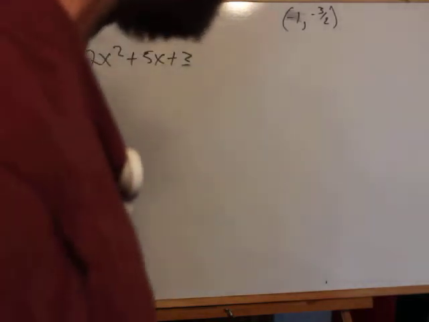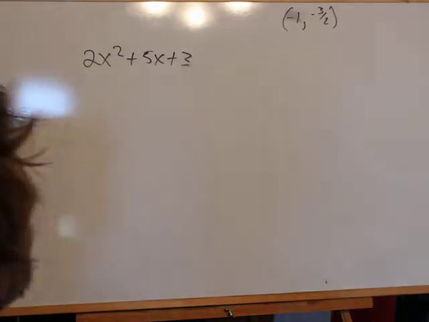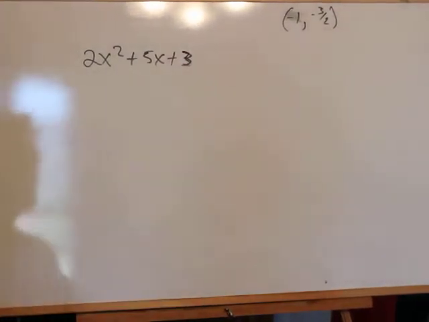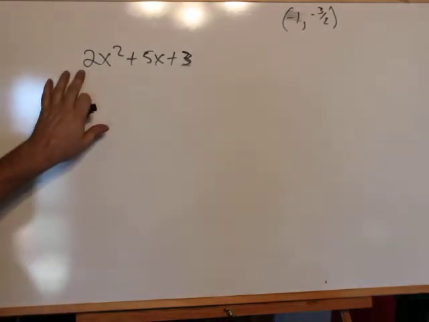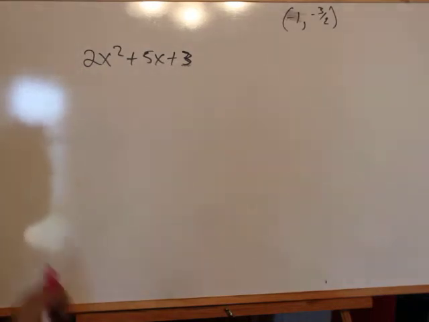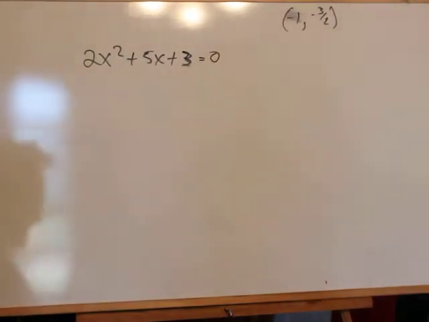I'm going to talk about the quadratic equation this morning. I've got one example written out here. This is 2x squared plus 5x plus 3. And we're going to go ahead and set that equal to 0 so we can solve it.